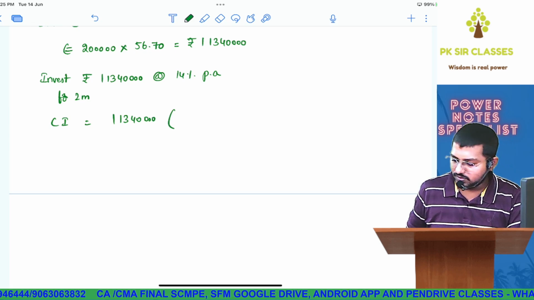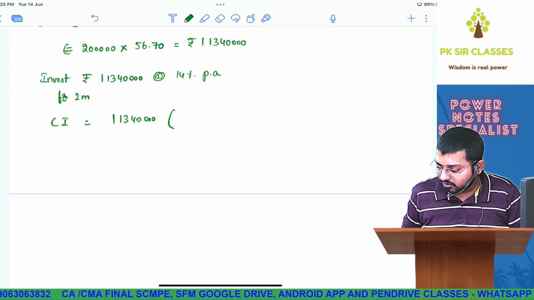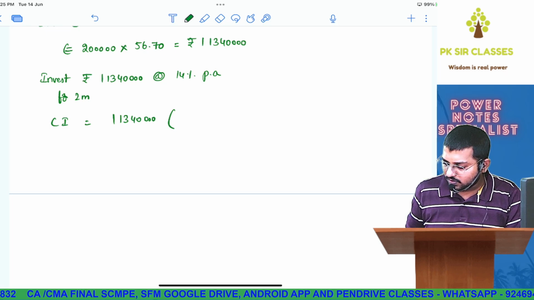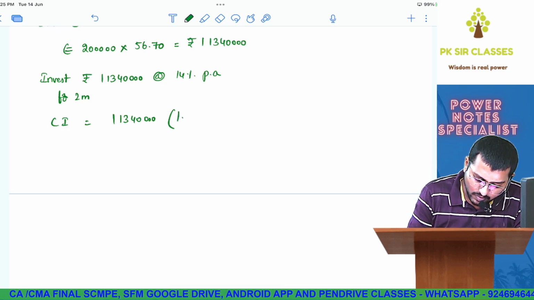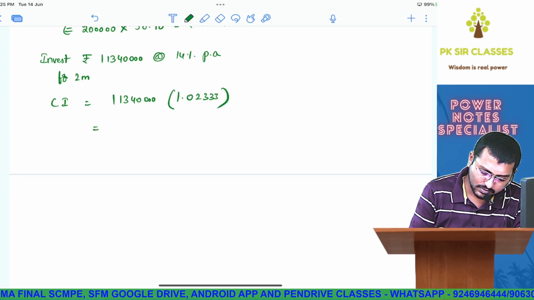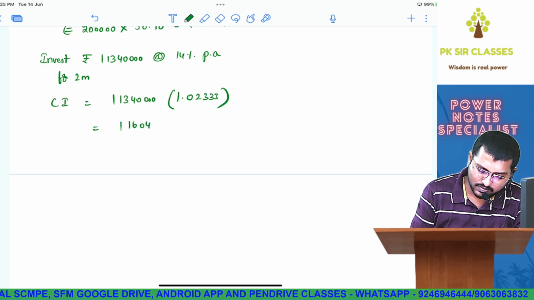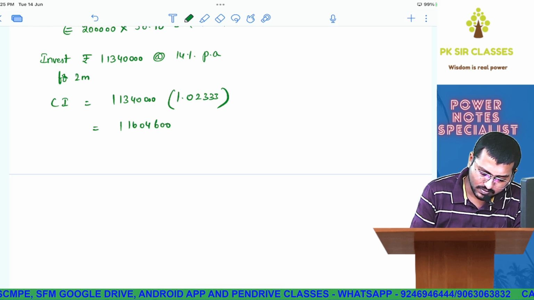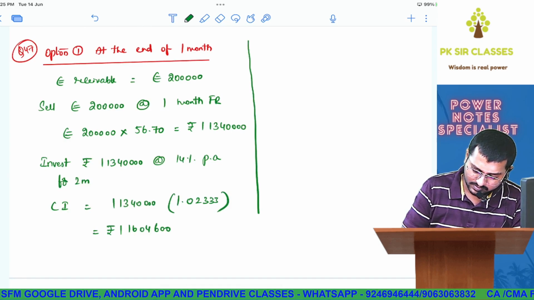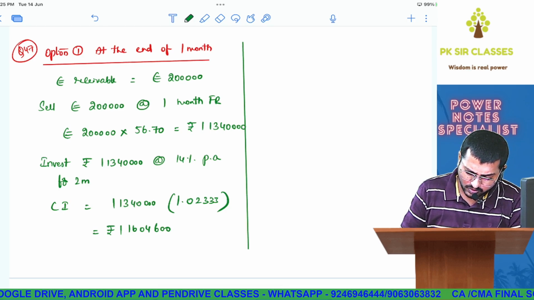14% for 2 months. So basically 14 into 2 by 12, which is 2.333 divided by 100, 0.02333, which means it will be 1.02333 if you add 1. How much do you get? Whatever it is. That's okay.